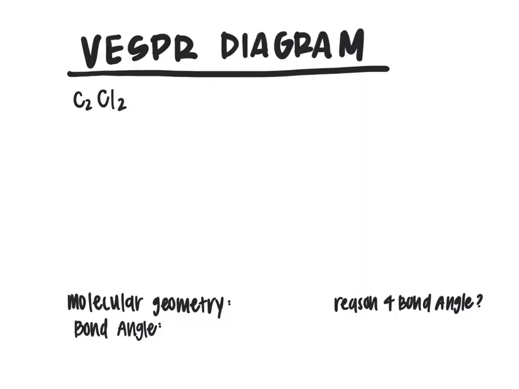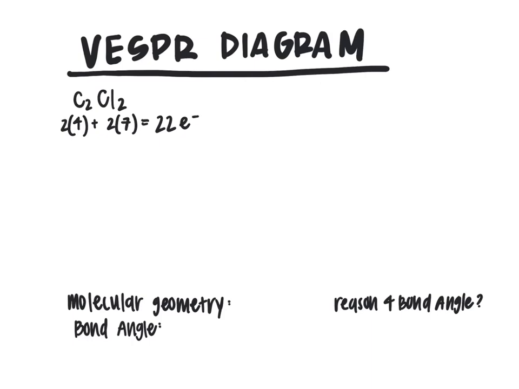So we're going to start off with the VSEPR diagram. In order to find out what the molecule looks like, we have to figure out how many electrons there are in the molecule. So we have 2 carbons that have 4 electrons each and 2 chlorines that have 7 electrons each. And that equals 22 electrons total.